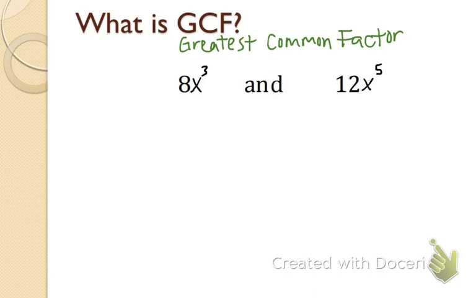Okay, well, we know between 8 and 12, 4 is the largest number. But now looking at the variables, okay, think about it as candy. What would be a fair amount of candy to take out between these two? So we can't take 5 out because this guy here doesn't even have 5 of them. What it does have is 3. So you could take 3 away from that, and we can afford to take 3 away from that. So then our GCF would be 4x cubed from these two terms here. So that's the idea for today's lesson, what we're going to add on for factoring.